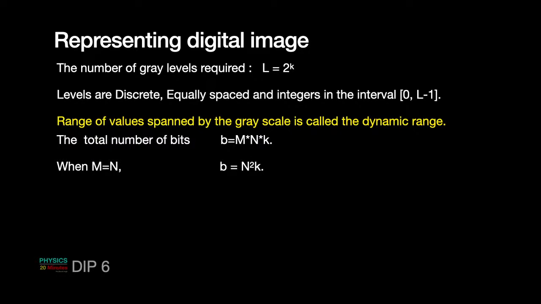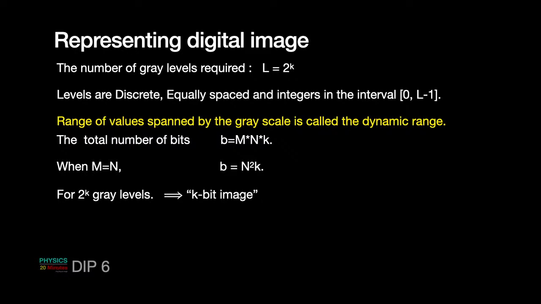We will take some special case. What happens if it's a square image? That is, m is equal to n. So if m and n are both equal, then it becomes n square k. If there are k bits, or 2 power k gray levels, then such an image is called a k-bit image. This image is normally referred to as a k-bit image.